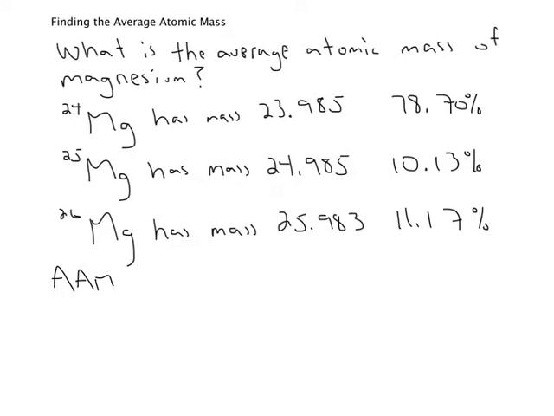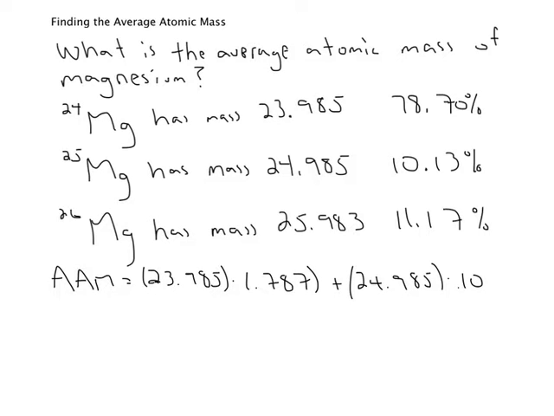So average atomic mass is equal to, and now we're going to take the masses of each isotope, and multiply the mass by the percentage. When you multiply by a percentage, you need to move the decimal point, you need to divide by 100, so we're multiplying by 0.787 instead of 78.7, right? So that is the weighted average for the 24 isotope. Then we do that same thing for the 25, where we're going to multiply by 0.1013.